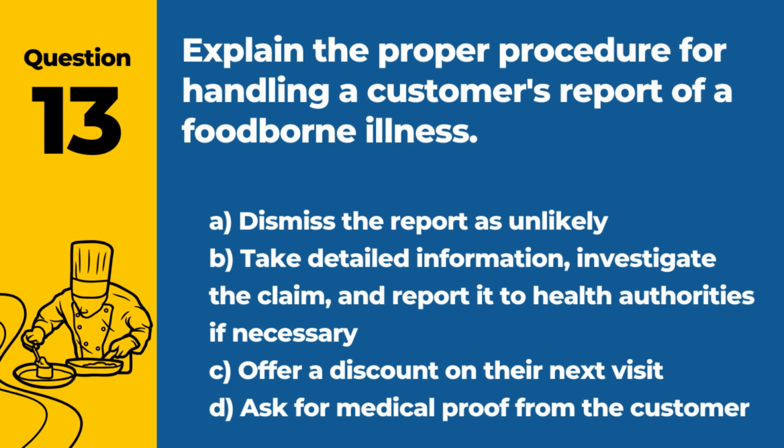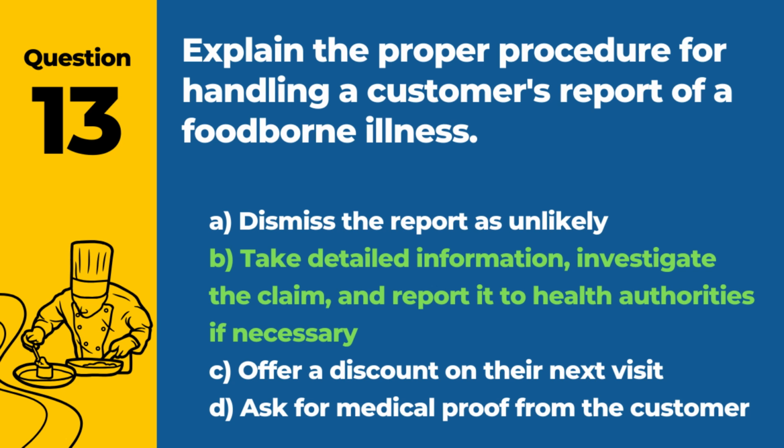Question 13. Explain the proper procedure for handling a customer's report of a foodborne illness. A. Dismiss the report as unlikely. B. Take detailed information, investigate the claim, and report it to health authorities if necessary. C. Offer a discount on their next visit. D. Ask for medical proof from the customer.